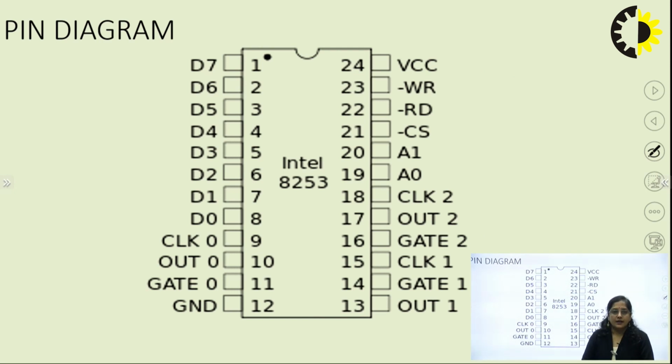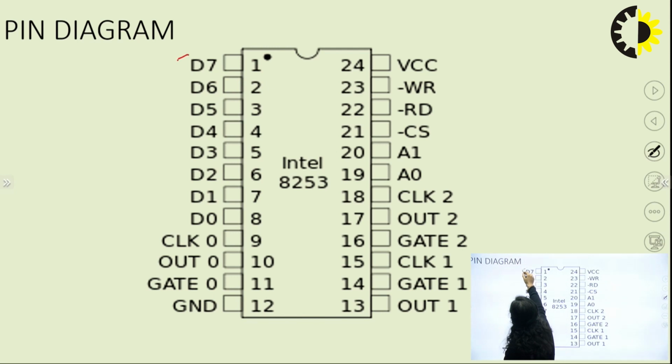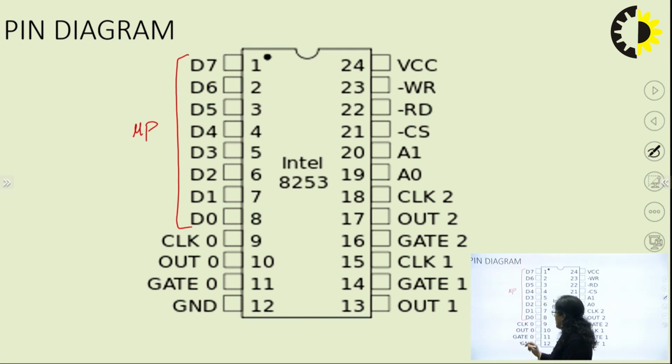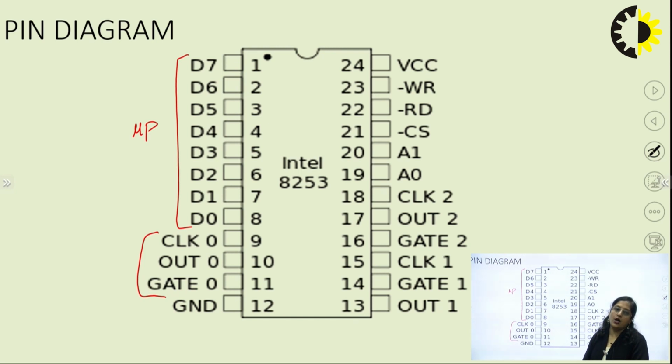This is the pin diagram for the 8253 as well as the 8254. It is a 24 pin IC, and pin number 1 to pin number 8 are the data bus, which is connected to the microprocessor data bus. Then pin numbers 9, 10 and 11 are associated with the clock, out and gate for counter 0. Pin number 12 is ground. Pin number 24 is VCC.